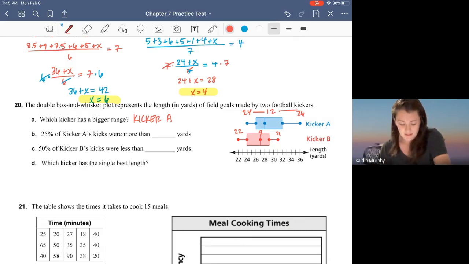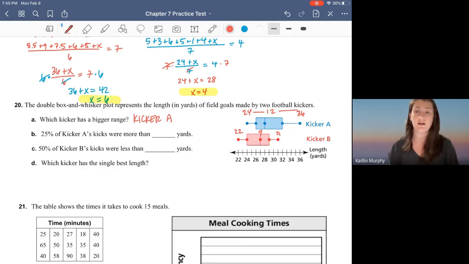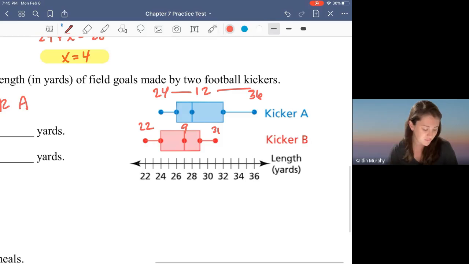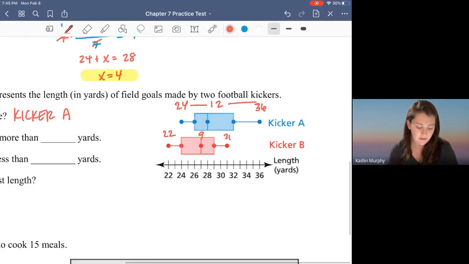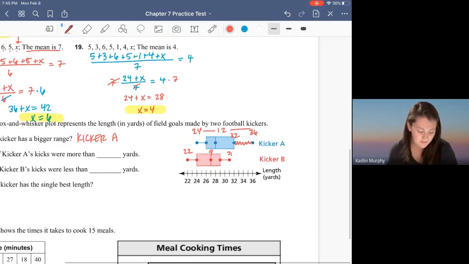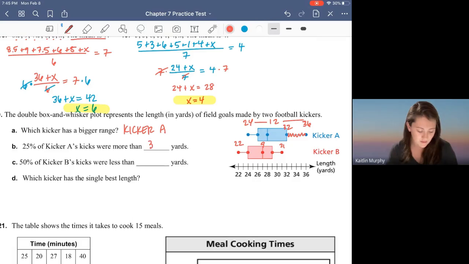Okay. 25% of kicker A's kicks were more than blank yards. So remember when we're talking about box and whisker plots, each whisker and each part of the box is 25%. So if it says 25% of kicker A's kicks were more than blank yards, I'm looking at this top 25% right here. So that is right above, let's see, that Q3 is at 32. So 25% of kicker A's kicks were more than 32 yards is what it's saying there.